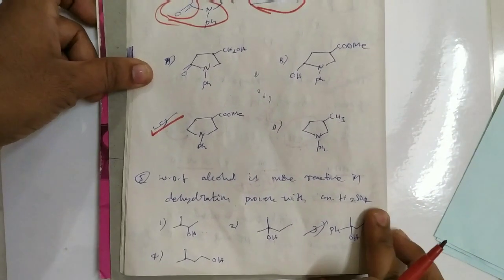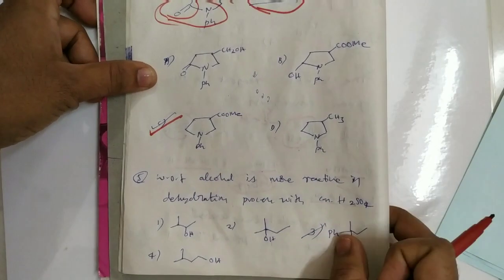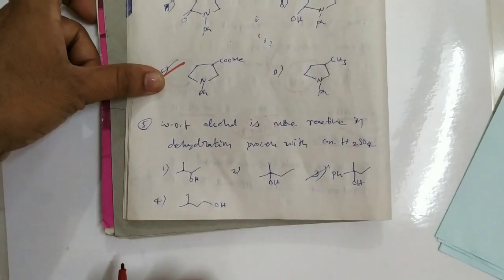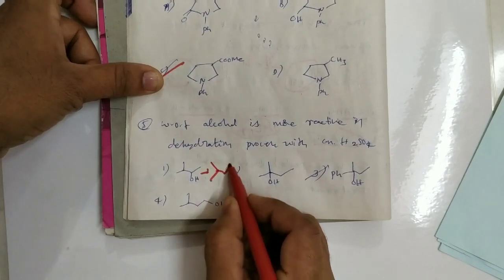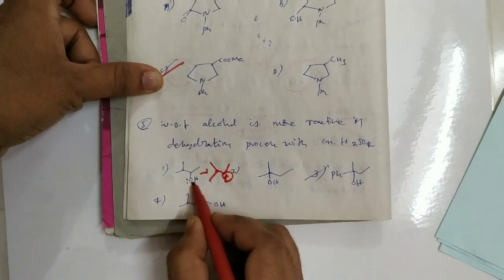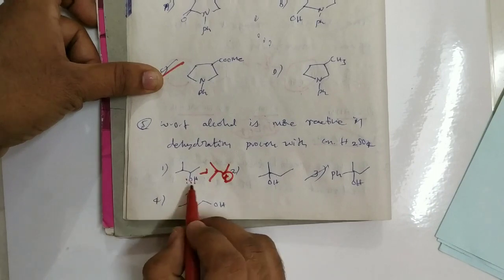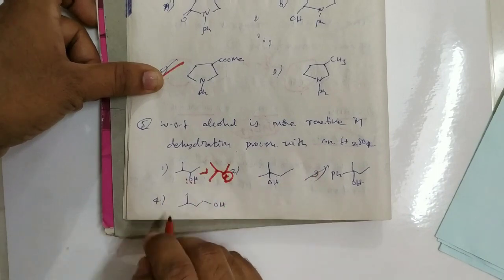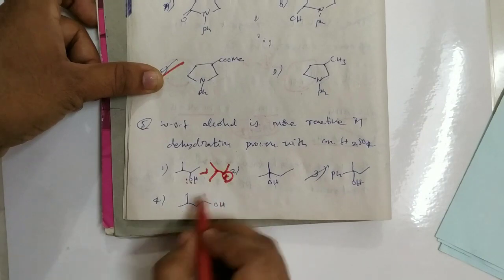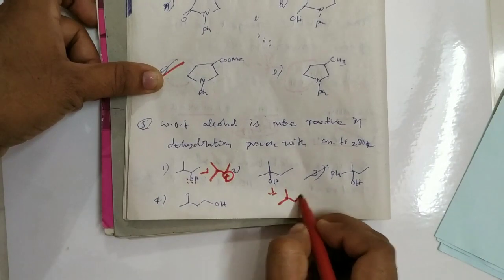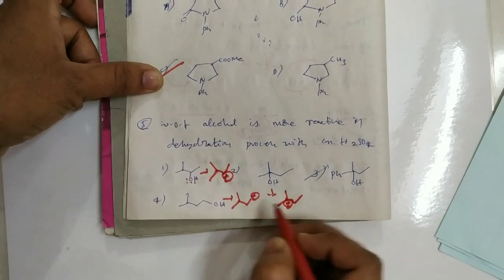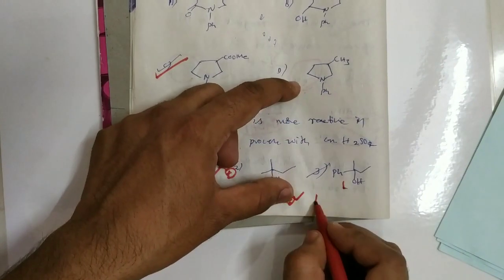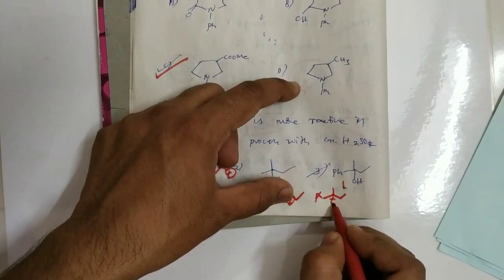Which of the following alcohols is more reactive in the dehydration process? Based on carbocation stability, we can explain the reactivity of alcohols in dehydration. So what is the carbocation? OH is protonated by H2SO4, then H2O is removed, and we get the carbocation. In this case, we will get a tertiary carbocation. In this case, we will get a primary carbocation. And here we will get a tertiary carbocation.